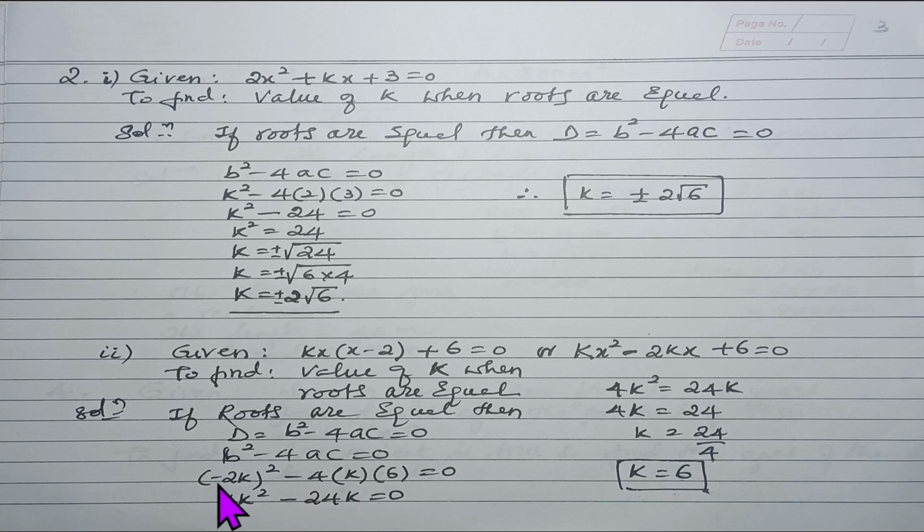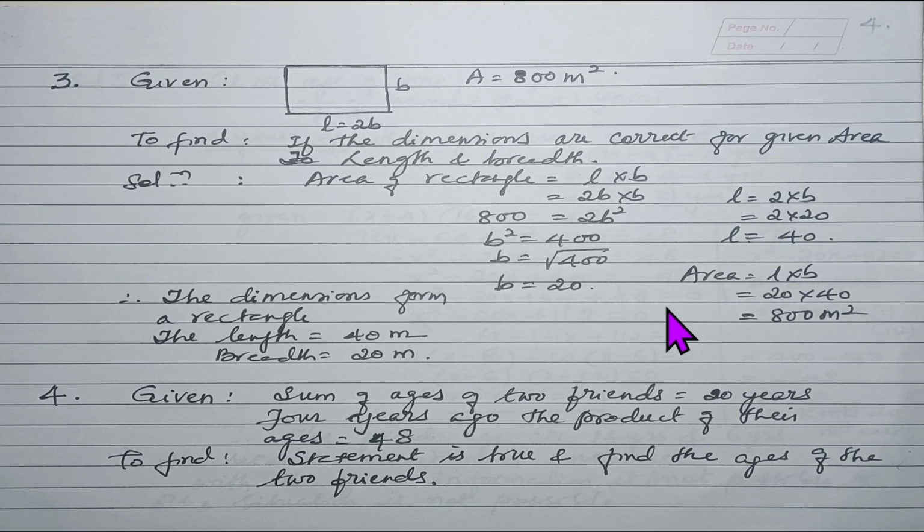Multiplying, we get minus 2 whole square is 4, so 4k square minus 24k equal to 0, or 4k square is equal to 24k, 4k is equal to 24, or k is equal to 24 by 4, or k is equal to 6. So this is a simple method, provided you understand what the discriminant is and the relation for the discriminant is known to you.